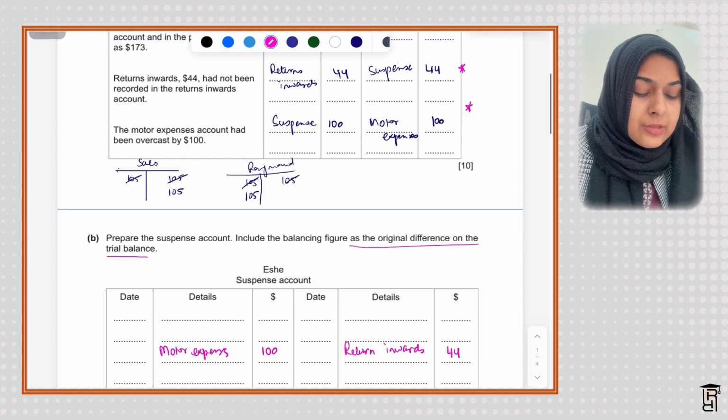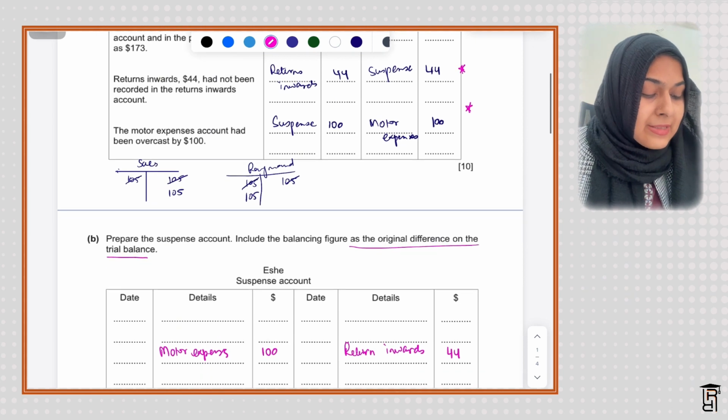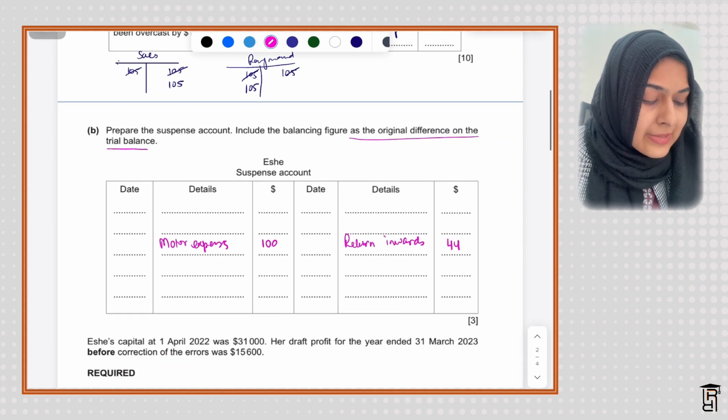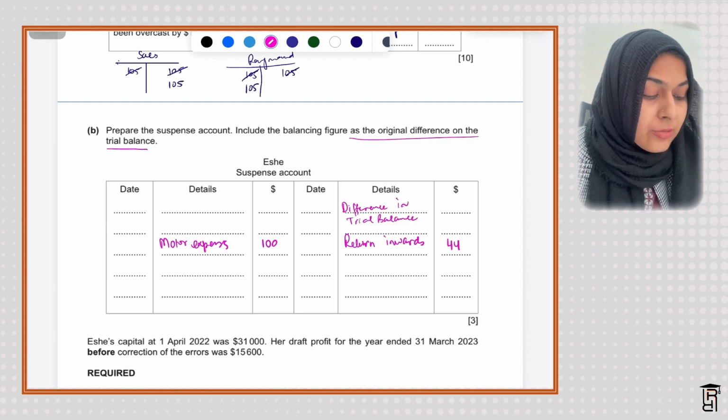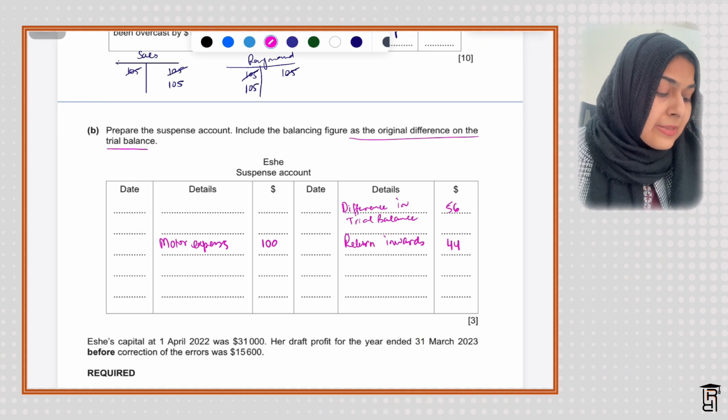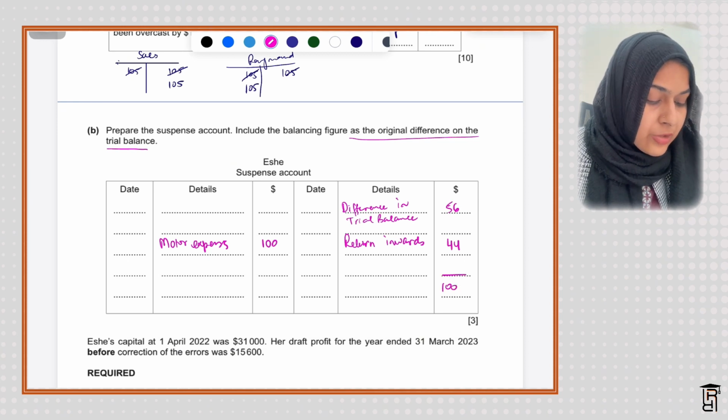So now this account of course will not balance. The difference in trial balance will come on the credit side. You write here difference in trial balance, and 100 minus 44 is 56. So that is the original difference in trial balance. This account will balance at $100.